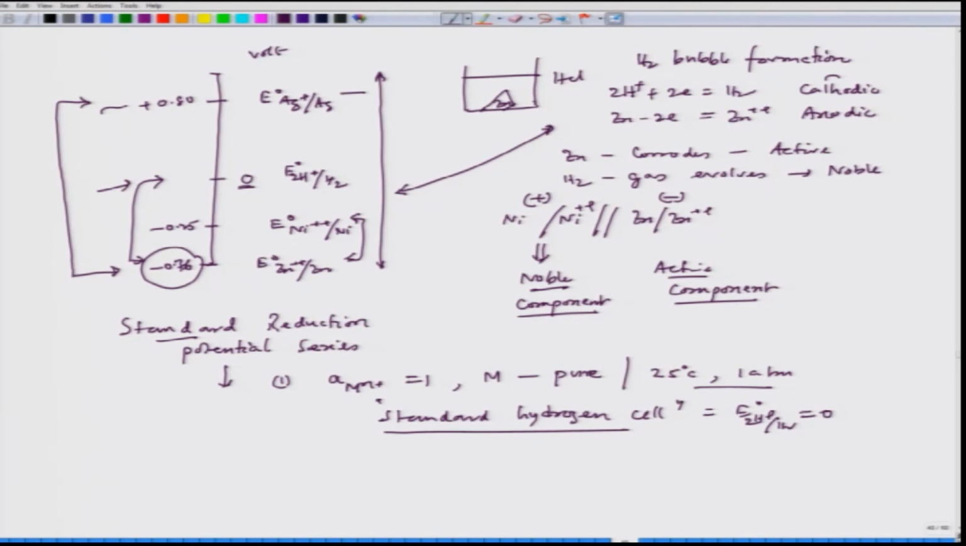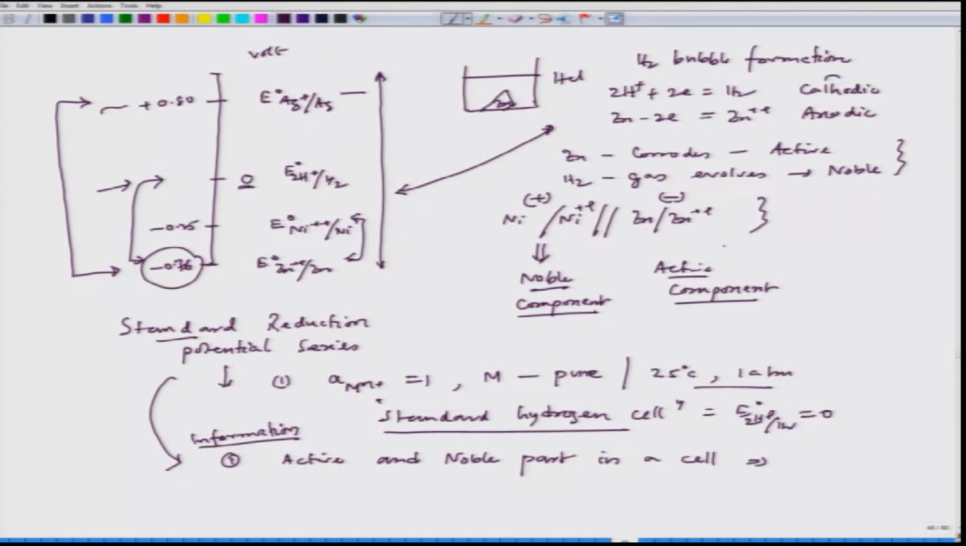pressure. So, this is the standard reduction potential series, and what information can this series give? One piece of information is that we can get to know the active and noble part in a cell. For example, the example we have provided, even for silver and zinc.